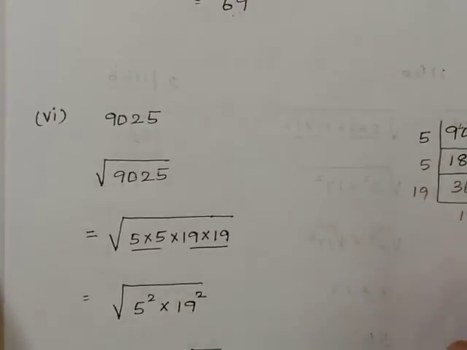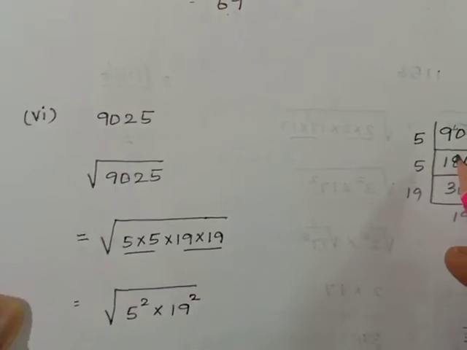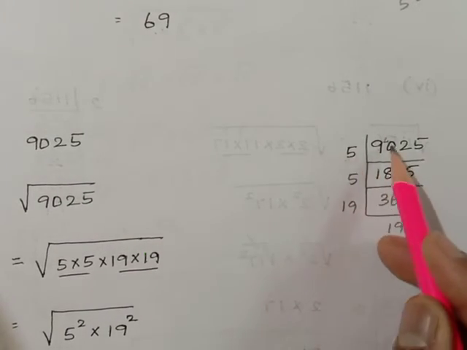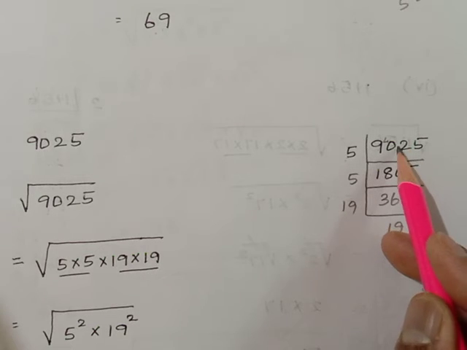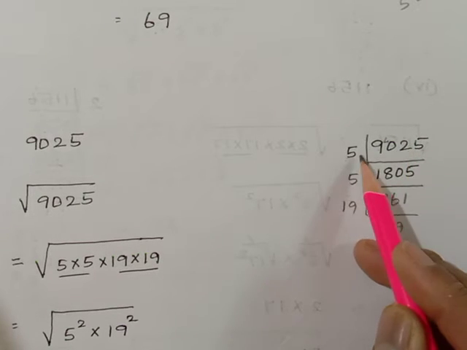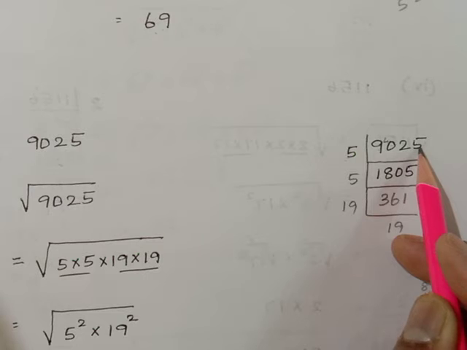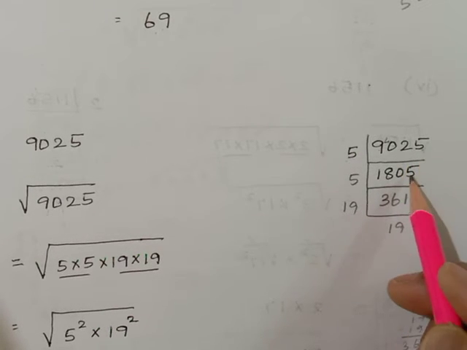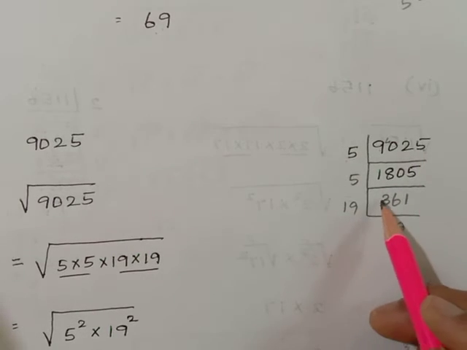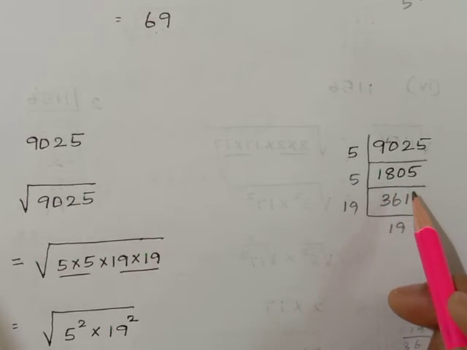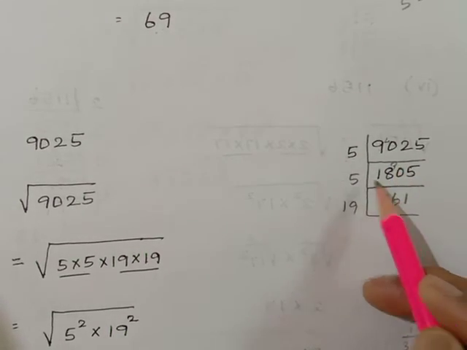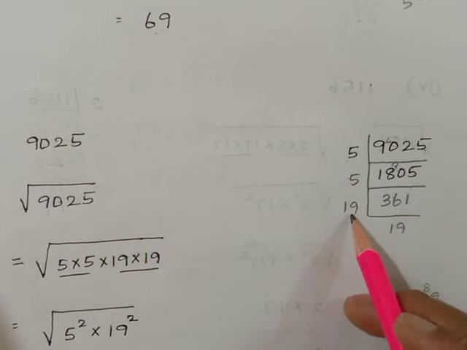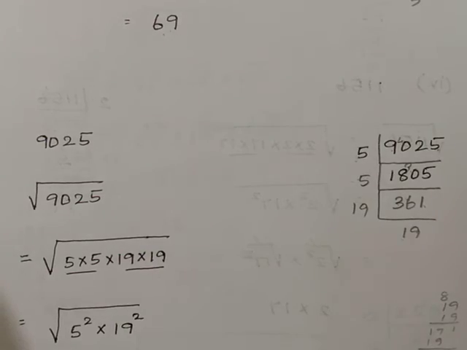The sixth question, 9025. By fifth table, 1 5s are 5, balance 4, 8 5s are 40. Now we take a single digit number 2, which is less than 5. So we need the next number. So we write 0 here so that the number becomes 25. 5 5s are 25. 3 5s are 15, balance 3, 6 5s are 30, 1 5s are 5. 361 can be written as 19 19s are.